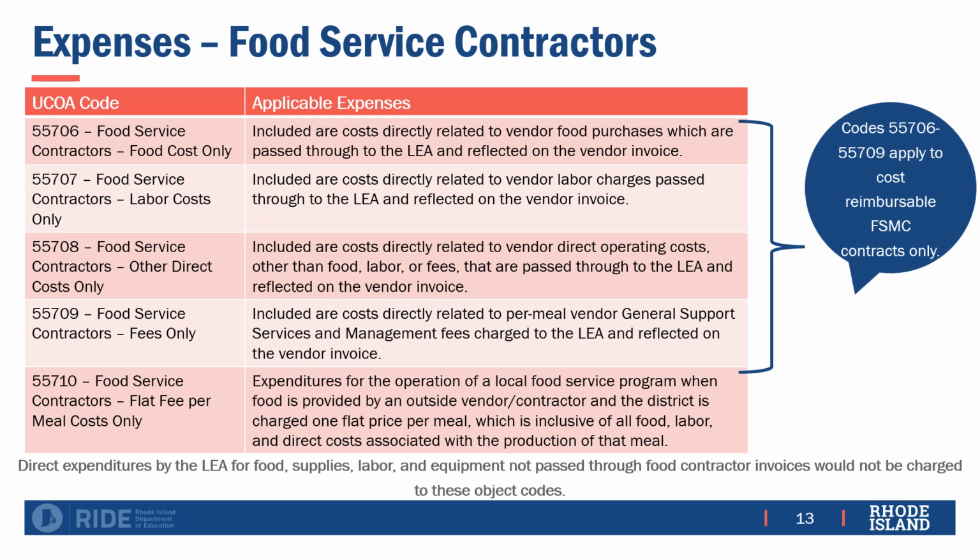Codes 55706 through 55709 apply to cost reimbursable food service management company contracts, and should be used to account for labor, food, direct operating expenses, and fees that are charged to an SFA by a food service management company under a cost reimbursable contract.